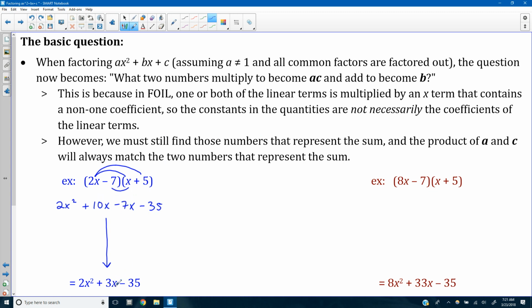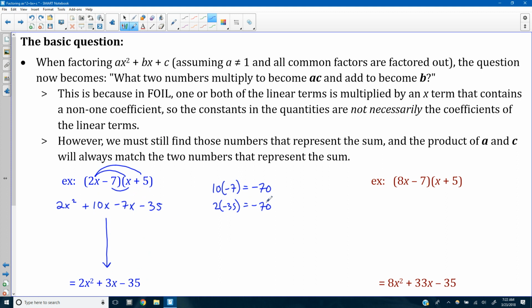Now, those two numbers add to 3. So what are we going to look for that they multiply to? Well, 10 times negative 7 is negative 70. What's great is even though you don't know these numbers yet, when you start off here, you have two other numbers that can help give it to you, and this will always be true. 2 times negative 35 is also negative 70. So the good news is your a value and your c value always multiply to become the same thing as the sum of this value.